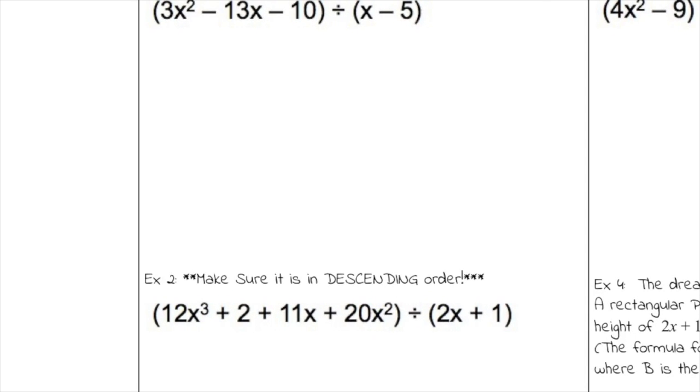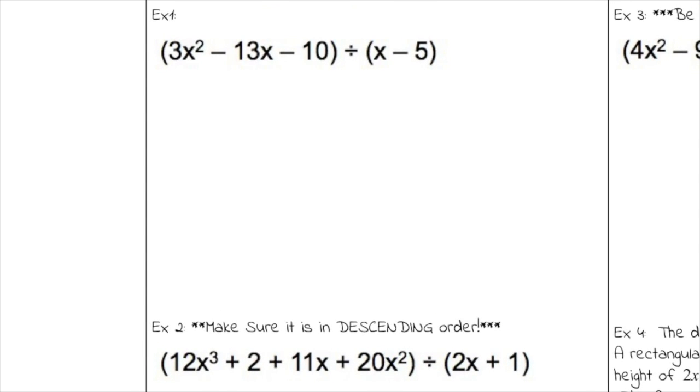All right, so for this problem, I have 3x squared minus 13x minus 10 divided by x minus 5. So when I'm looking at this problem, I need to know that this is my dividend. My dividend is what is actually being divided. And this is my divisor. My divisor is what I'm dividing into the dividend, okay?